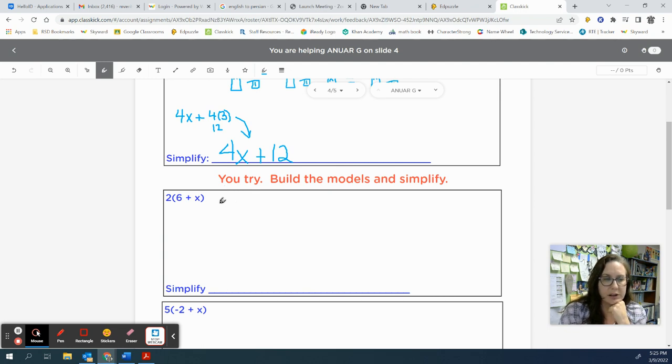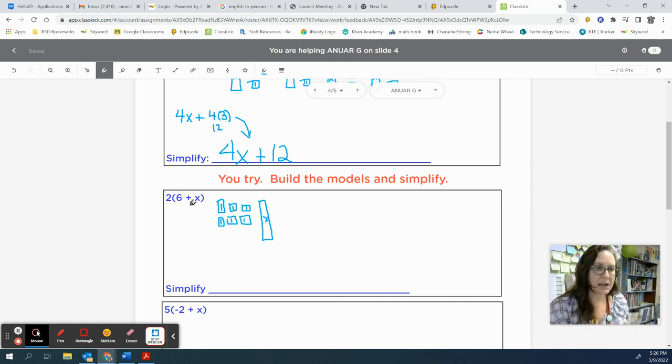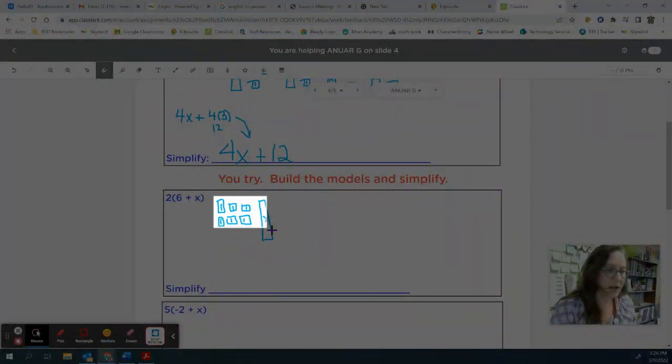All right, so here we go. We're going to check your work. 6 little bitty ones: 1, 2, 3, 4, 5, 6, and we've got 1x. Okay, that's our grouping. 6 plus x is our grouping. Now we need 2 of those.